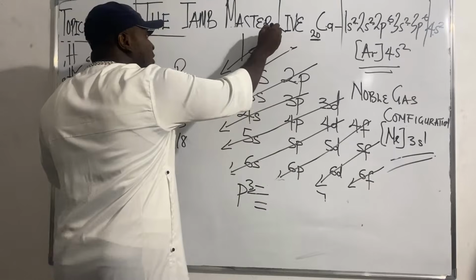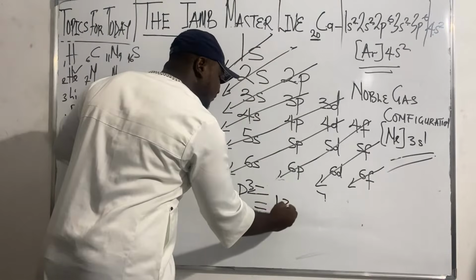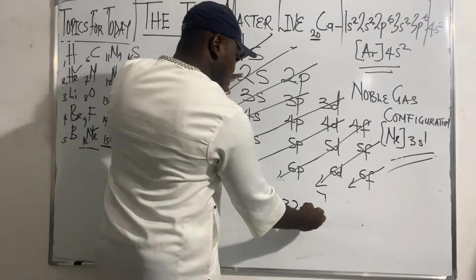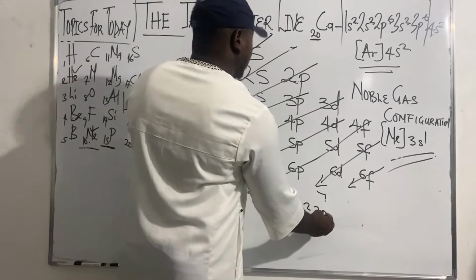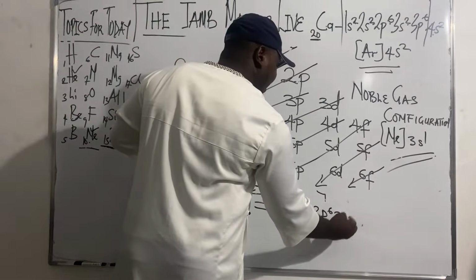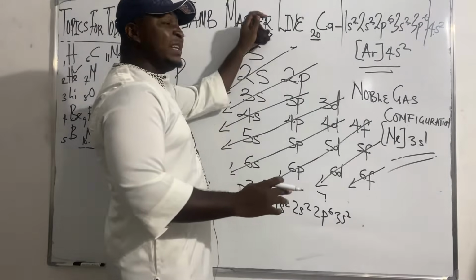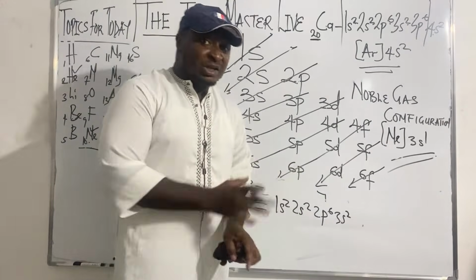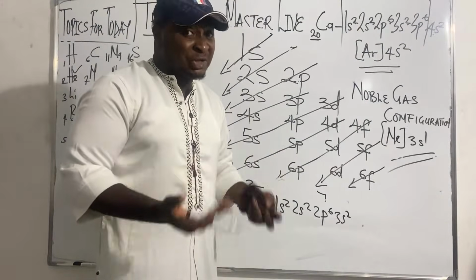So let's start writing from the lowest energy level: 1s2, 2s2, 2p6, 3s2. Class, the time will come when you will no longer need this table. I don't need this table to write SPDF configuration, but I'm teaching you, that's why.